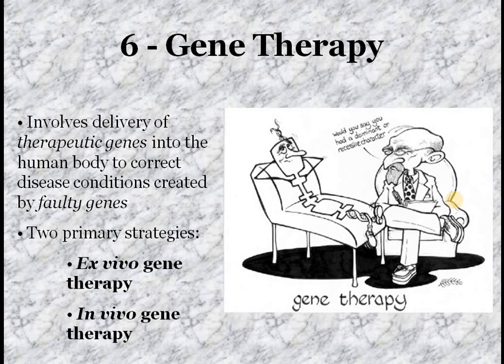Okay, so there are two primary strategies: ex vivo and in vivo gene therapy. Ex vivo means you isolate the gene and modify it outside the body, in the lab, and then inject it into the patient for correction of the problem. And in vivo means you inject the gene directly into the patient.